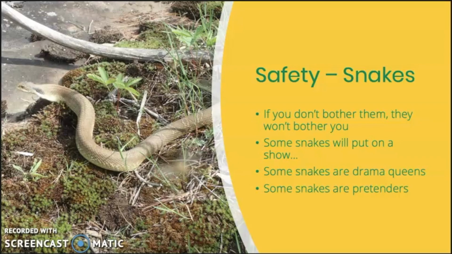So that's step one. If that doesn't work, they might give a couple bluff strikes, so pretend to strike at you. And then if that doesn't work, they'll play dead. They will flip over on their backs, they'll writhe all around, they'll stick their tongues out, they'll emit this really disgusting smelling odor, all in an effort to make themselves look dead, because who wants to eat something that's dead? So quite dramatic, but effective.